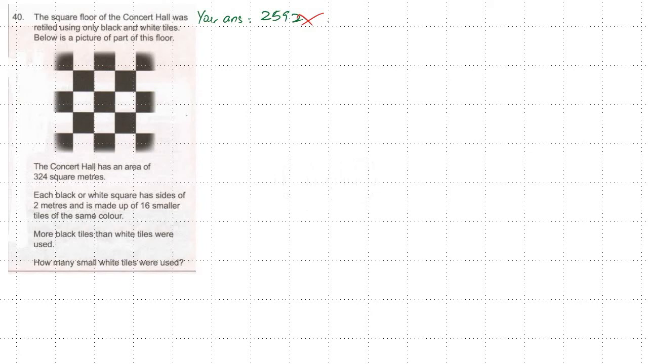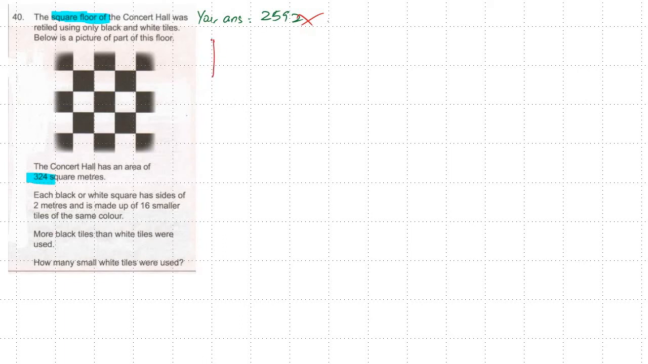Here it says the square floor. A clue here is that the square floor of the concert hall is covered with black and white tiles, as shown in the picture. And then the concert hall has an area of 324.